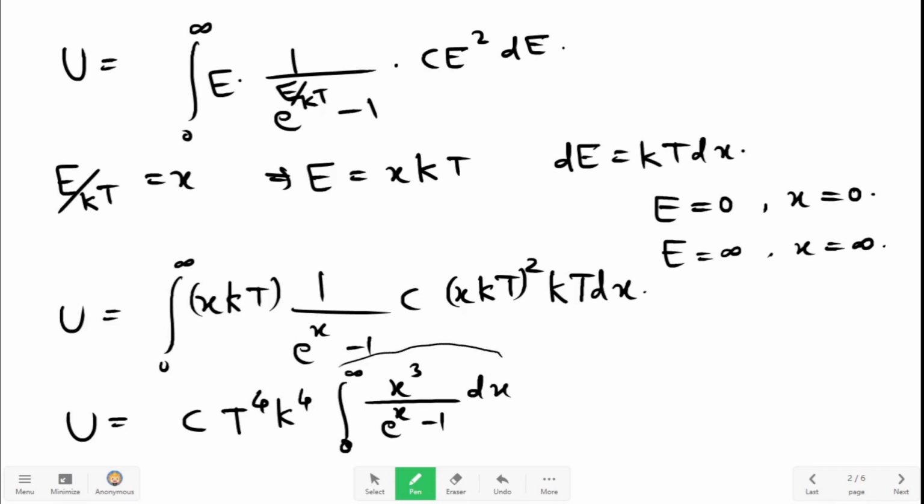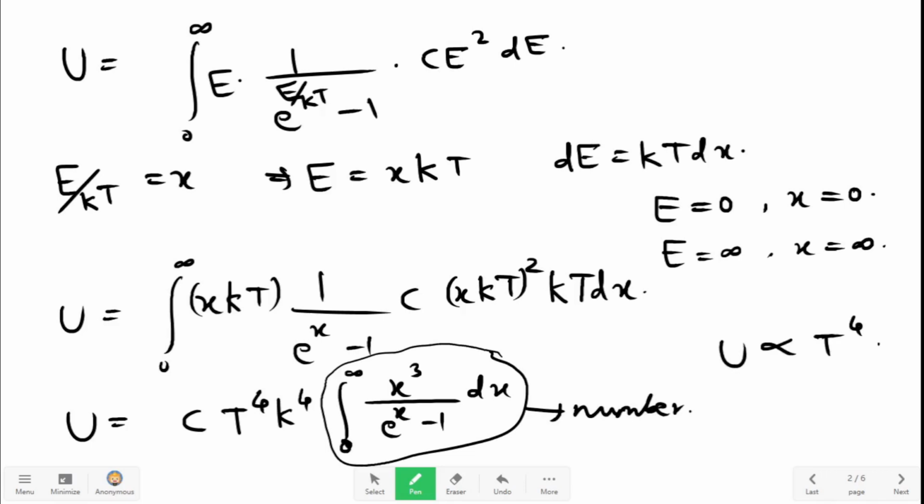This integral is not depending on T, it is just a number. If you integrate it, you will get some number. Therefore we can write U is proportional to T raised to 4. Actually this number is equal to pi raised to 4 divided by 15. This we are familiar with from Bose theory. In Bose theory we have some integral like this. But it's not necessary to know its value, it is just some number. So the proportionality is U is proportional to T raised to 4.